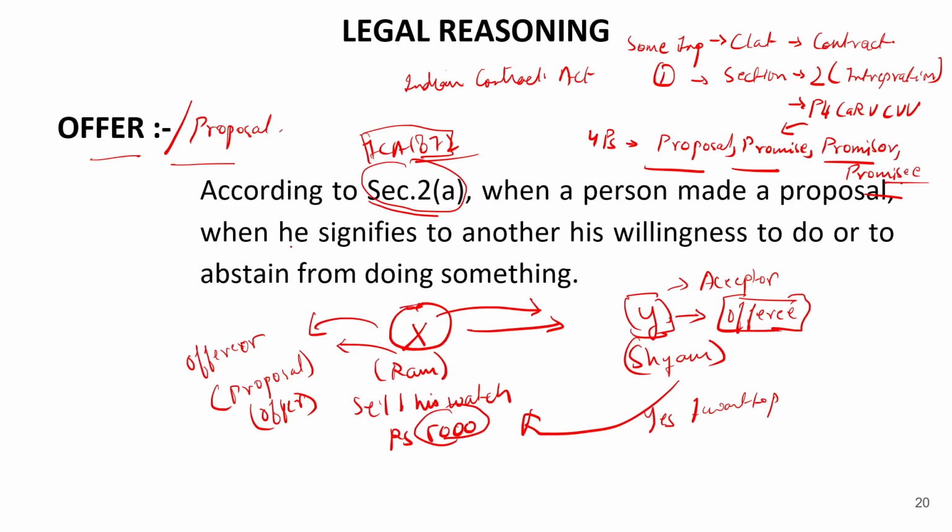Because he has signified his willingness to do or to abstain from doing something. What is he doing in this particular scenario? He is going to sell his watch for rupees 5,000. And in order to sell his watch for rupees 5,000, he has conveyed his willingness to Y. So that is why he has become the offerer.